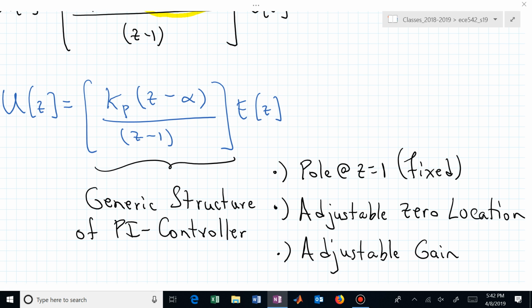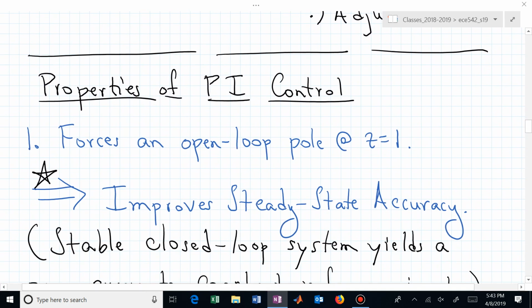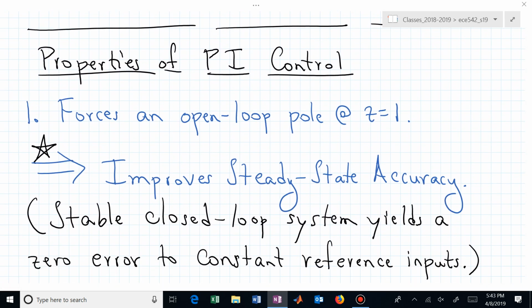And I'm stuck with a pole at z equal to 1. PI controller, this is what you see: K sub p times the z minus alpha factor divided by z minus 1. What are some of the properties? I received some of these as questions for the exam review, and I'm going to cover some of those now because it's appropriate.